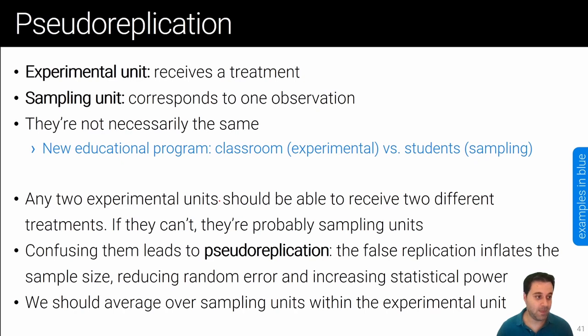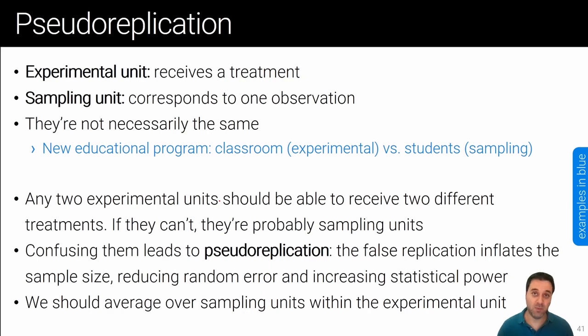So let's say we want to study different surgical procedures, then the experimental unit would be the patient. If we want to try a new educational program, then the experimental unit would be the whole classroom. We apply a new program on a classroom, or maybe a set of classrooms, or maybe a whole school. And then we have the sampling unit, which is the one that corresponds to one observation. In many cases, the two are not the same.